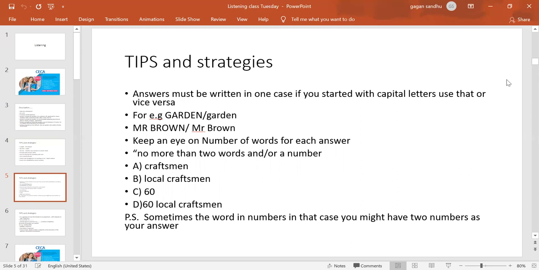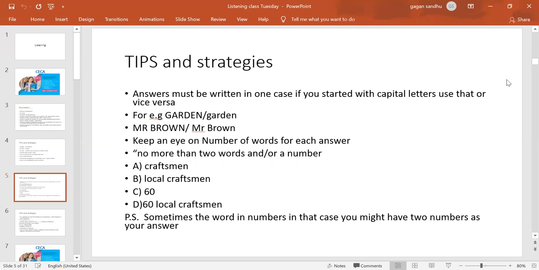And definitely look for the instruction on how many words or numbers you can write in your answer. If your answers are not in line with those instructions, your answer won't be marked right. Maximum 3 means 1, 2, 3. Maximum 2 means only 1 or 2 words. Or it's only 1 word, so only 1 word is required. Even if you write a, that will be considered 1 word.